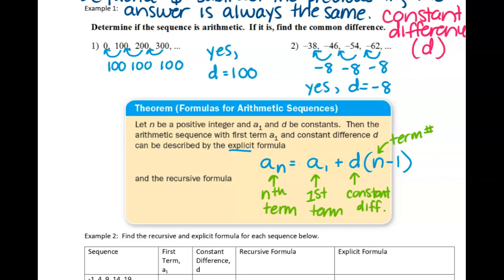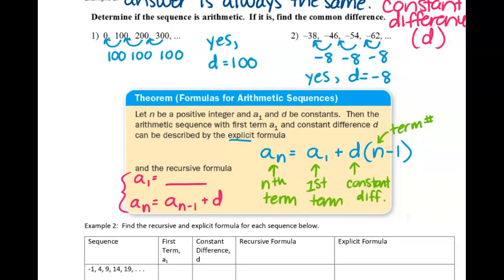And the recursive formula is basically you say what a sub 1 is, that's part of it, and then you say that a sub n, any term, is a sub n minus 1 plus d. So a sub n equals the prior term plus the constant difference. As always, this ends up making more sense with numbers.